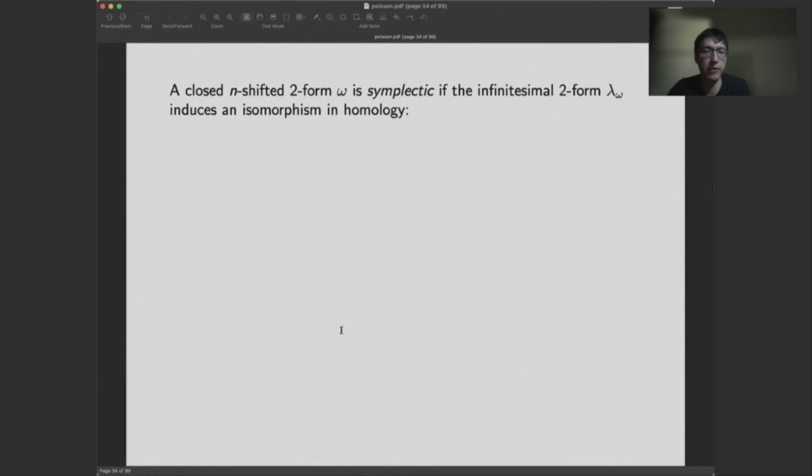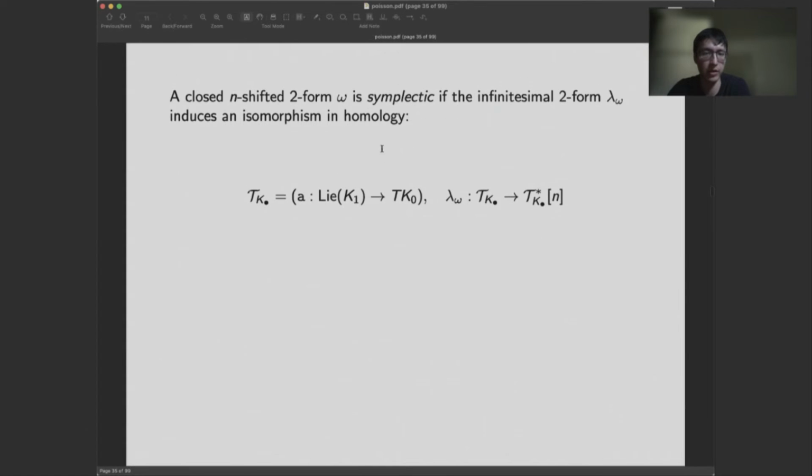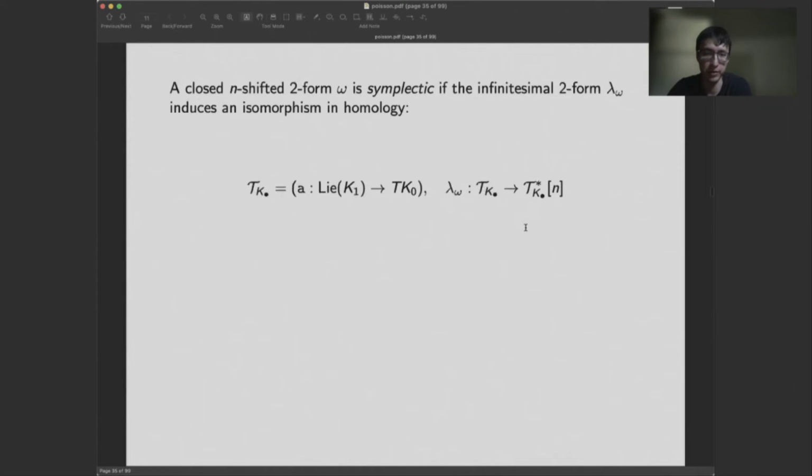But now what's the meaning of being symplectic in this context? Well, a closed N-shifted two-form is symplectic if this morphism of complexes that we saw before induces an isomorphism in homology. This is just an abbreviation for the objects that we saw in the previous slide. We call calligraphic T the tangent complex, and then its dual, and then we put this N that represents the shift that we are considering.